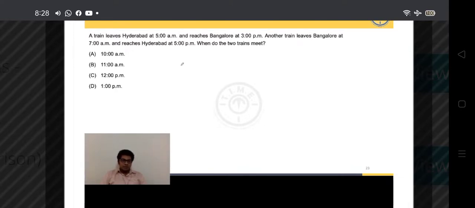Okay. The train leaves Hyderabad at 5 a.m. and reaches Bangalore at 3 p.m. So what is the time taken? 5 a.m. to 5 p.m. is 12 hours, so this will be 10 hours. So train 1 takes 10 hours. Another train leaves Bangalore at 7 a.m. It starts at 7 a.m. and reaches Hyderabad at 5 p.m.